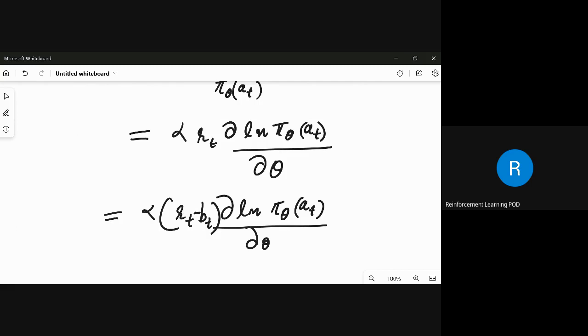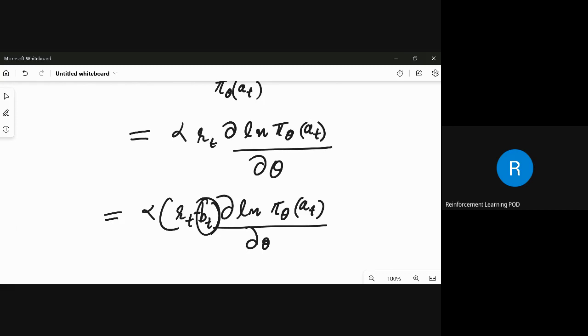Okay. So this particular equation involves this particular parameter theta. So again, few things. This is your learning rate. This is the reward you receive in time stamp t. This is the gradient. Baseline says how good or bad your reward is, basically.